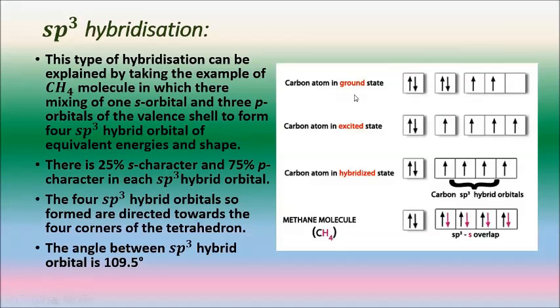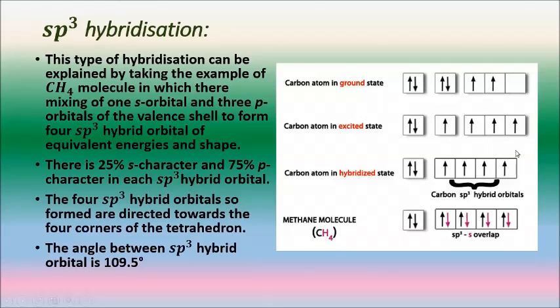Now we can see the carbon's ground state in methane. It has 1s2, 2s2, 2p2, so in the outermost shell two unpaired electrons are there. If the carbon is in the excited state, one electron from 2s is promoted to the vacant p orbital, so the configuration becomes 2s1, 2p3. The 1s2 is not moved at all because it is the inner shell. Now we have 4 unpaired electrons.